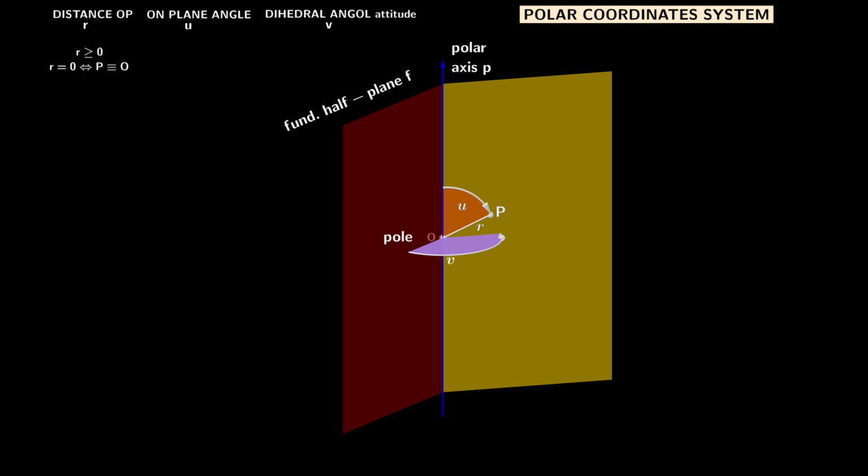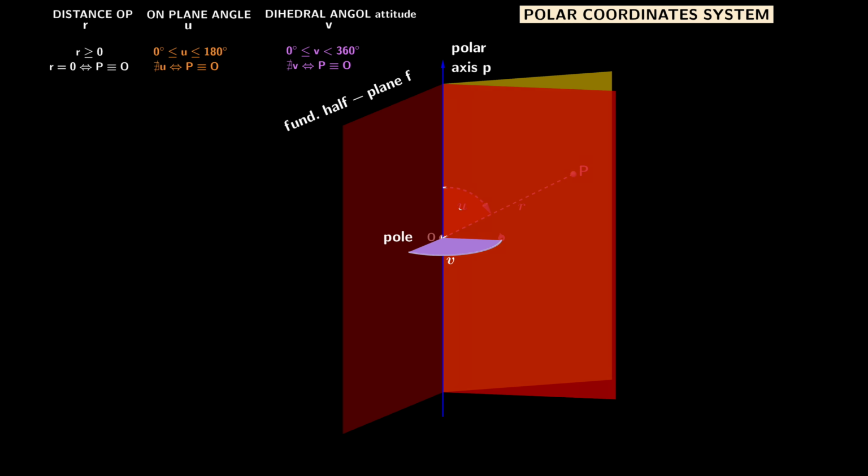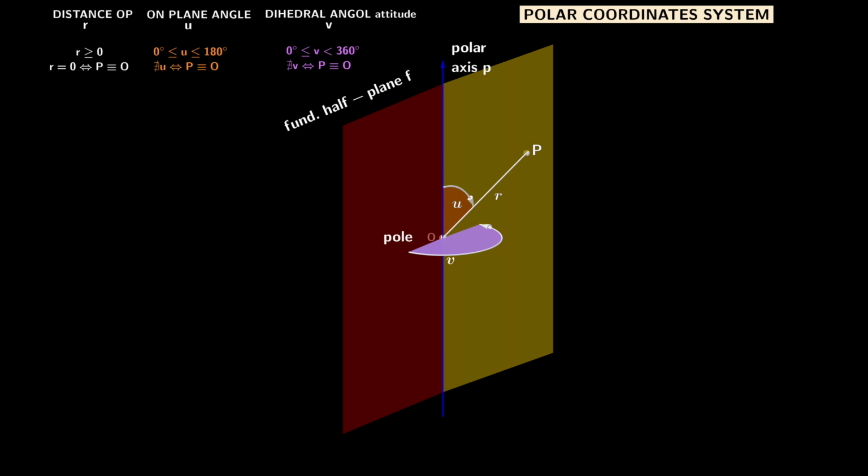The distance R is positive. The angle U is measured rotating around the pole O the polar axis P towards the ray vector R. The angle U ranges from null to flat angle. The attitude V is measured rotating in a conventional versus around the polar axis P, the fundamental half-plane F towards the half-plane passing through point P. The attitude ranges from null to round angle.